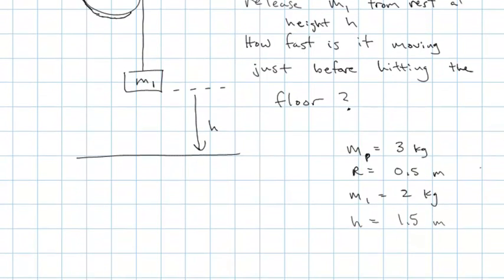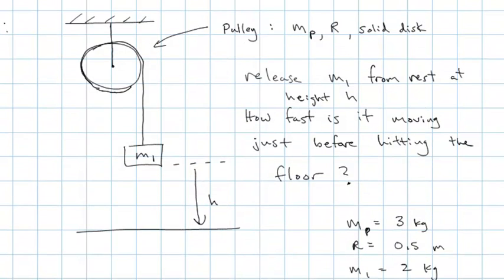And here's some information: the mass of the pulley, the radius of the pulley, the mass of the hanging weight, and the height above the floor. And there's one more thing we have to know. We have to know the shape of this object that's rotating, because we're going to have rotational energy stored in that pulley. And it's given here that it's a solid disk. So let's take a look at how we would solve this problem.